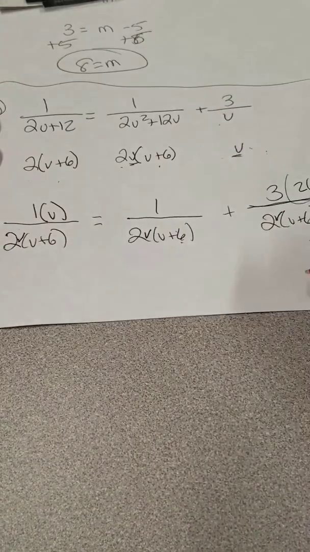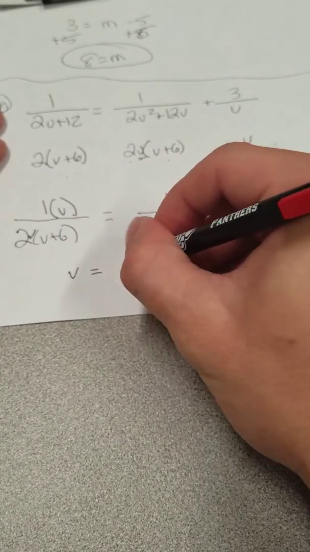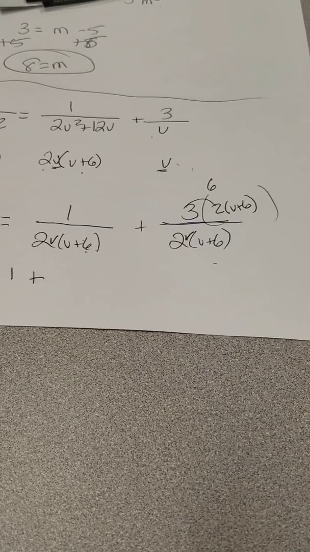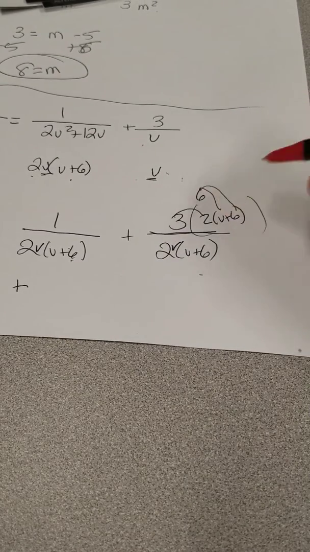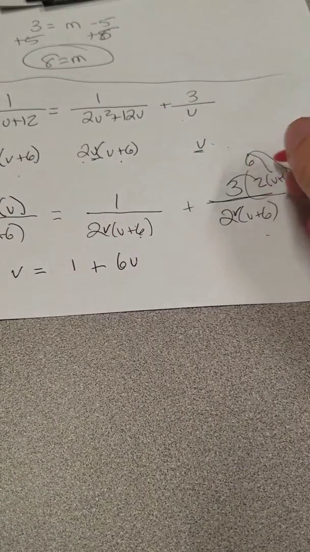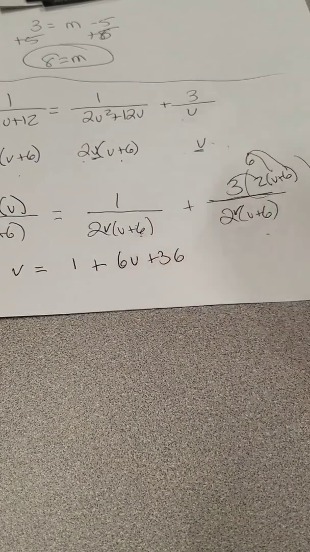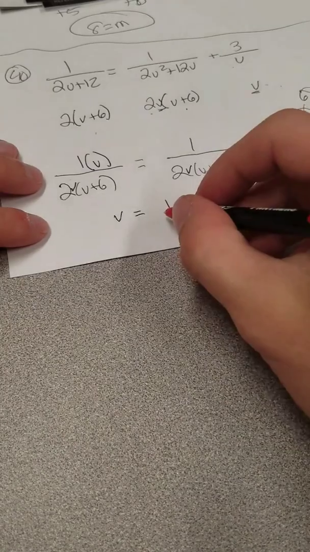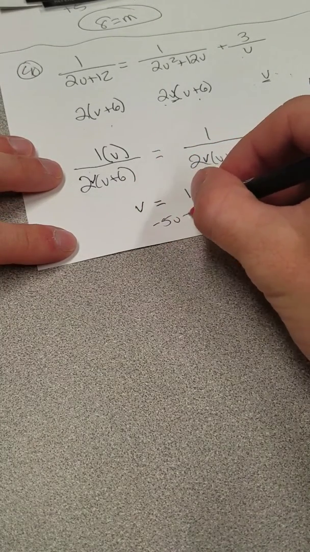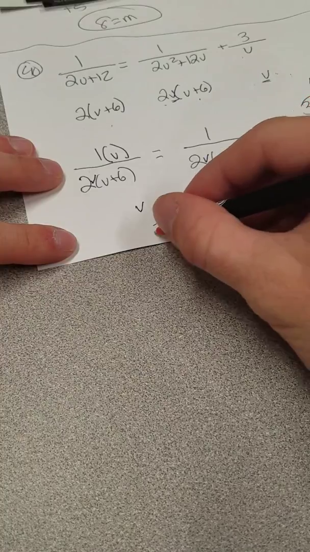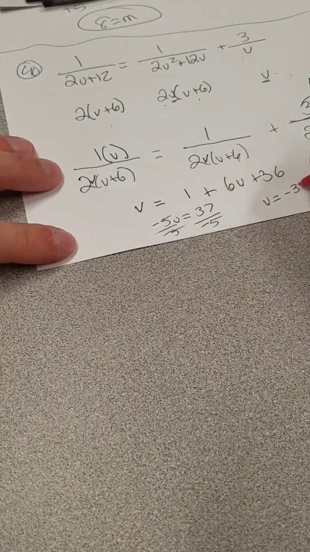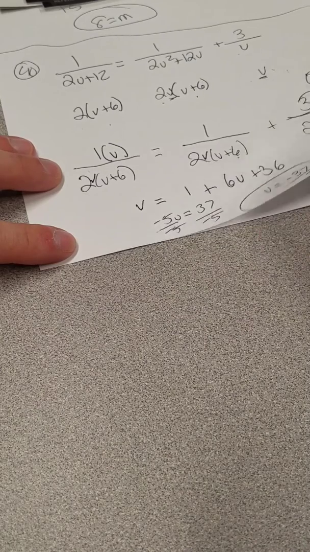So, again, cancel out the denominator. V equals 1 plus 3 times 2 is 6. Now I need to take the 6 and multiply it to both of those terms. 6 times v, 6v. 6 times 6, 36. Solve that equation. Subtract the 6v, negative 5v equals 37. Divide by negative 5. V equals negative 37 over 5.